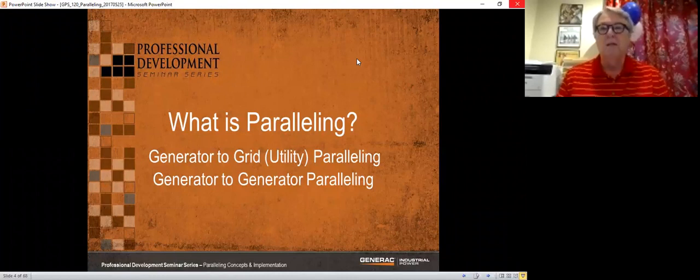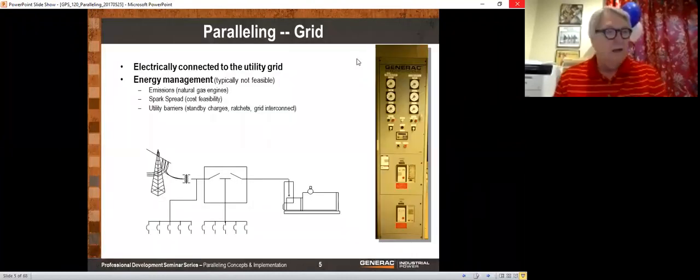Now, what is paralleling? Well, first of all, let's talk about generator to grid paralleling. I was the director of engineering at Geneva Steel. We had a 50 megawatt generator, and we paralleled to the utility grid. That's kind of a whole different thing than what we're going to be talking about. When you parallel to the utility grid, the utility controls the frequency. The utility really is so big in proportion to that generator that it controls pretty much everything in the power distribution system. And your job is just to decide how much power you're going to put into the grid. That's a whole subject in and of itself, and so we are not going to talk about that.